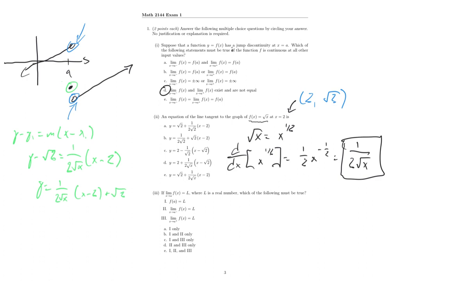And let's see if any of these answers is that. I'm just looking through the answers. I think it's E. Well, there we go, because it's 1 over 2 square root of x minus 2, plus square root of 2, sorry. So there we go.